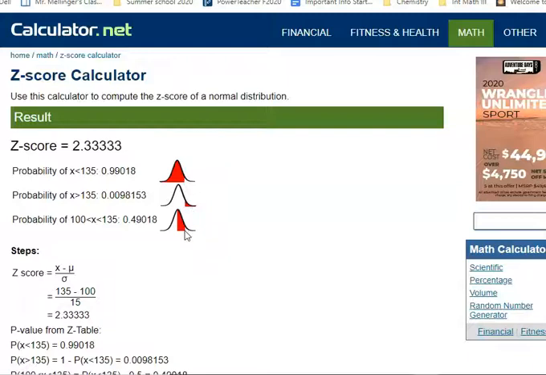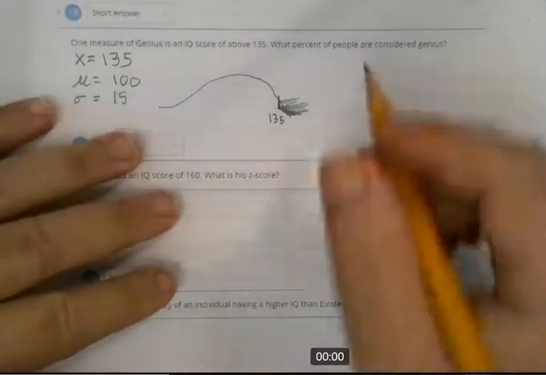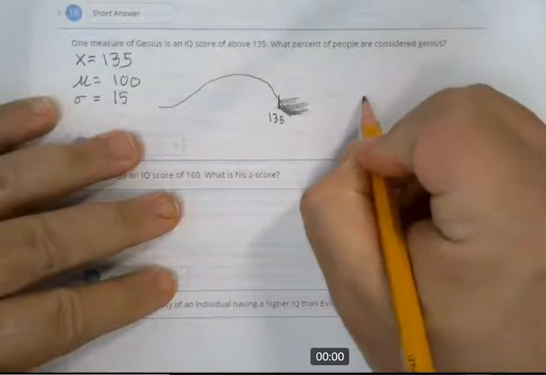This area is what we used last time. It's between 100, between the mean and 135. But the second one this time is the one we're interested in. How many people, what percent are above that? And we can see it's a very small number. X is greater than 135. It's 0.0098. So I'll go back to my camera. So it's going to be that.